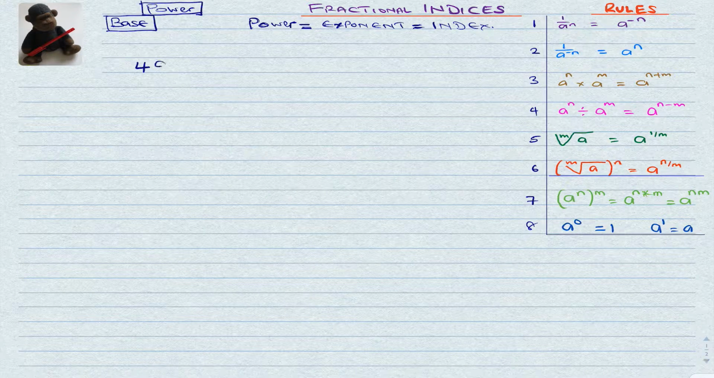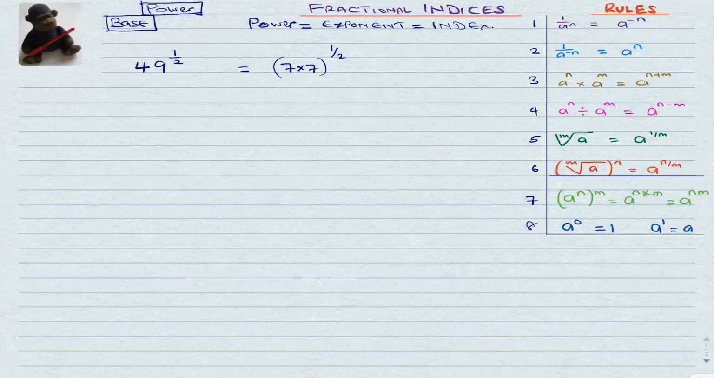Example, 49 to power of a half. The clue is in the question. The 2 is implying that you should look for two same numbers, that when multiplied together, we get 49. So 7 times 7, to power a half. But 7 and 7 are the same base and their powers are 1.